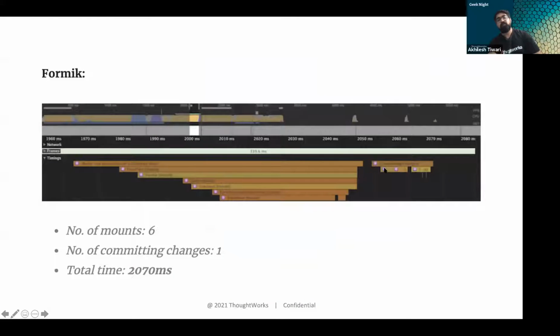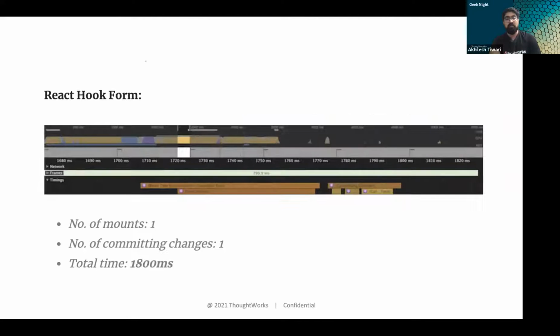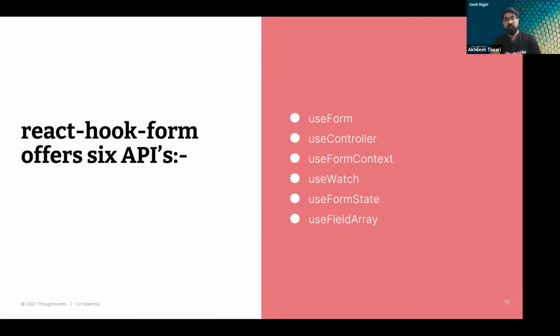The next thing is the mounting time. In case of Formik, with the same set of components, Formik is taking 2070 milliseconds, but React Hook Form is taking 1800 milliseconds, and it's going to mount only once, whereas Formik is going to mount 6 times. So that's it for the comparison.